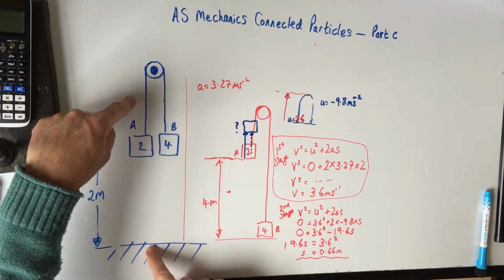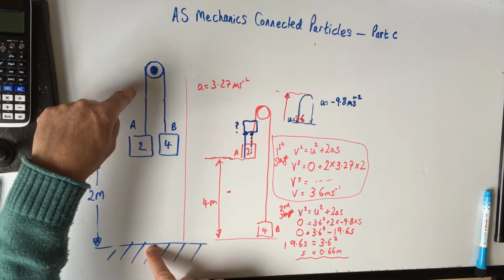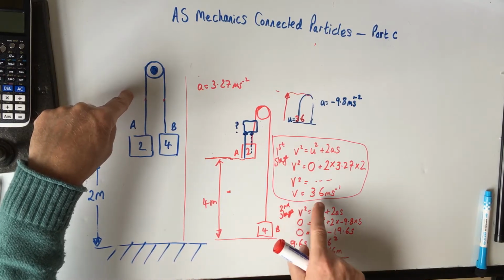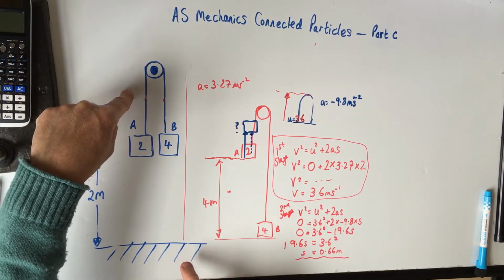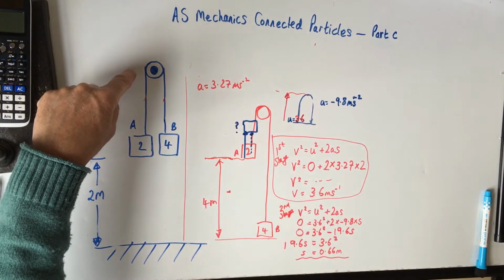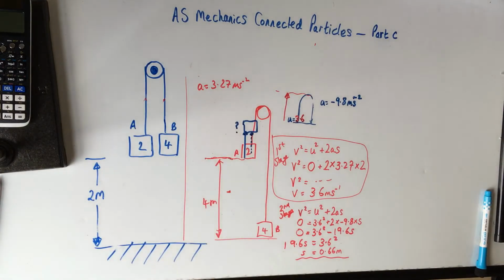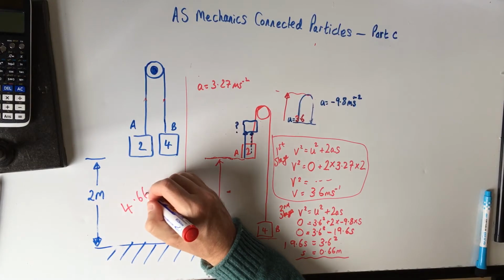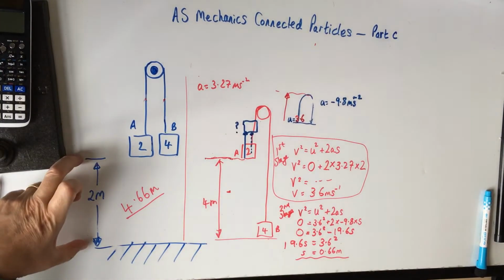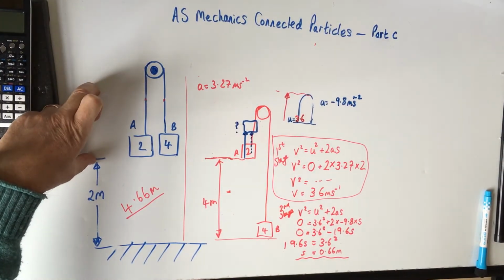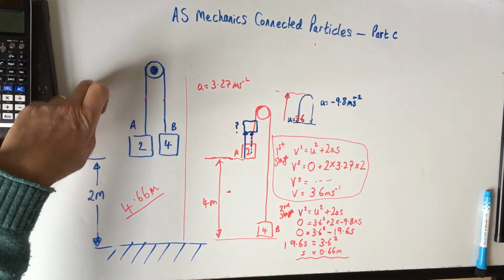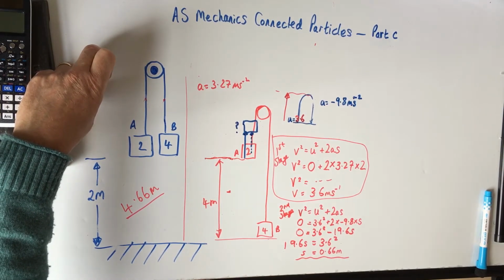So then it is 4 meters above the ground. It then slows down from the speed it reached of 3.6 meters per second to 0. That's its highest point, and it travelled another 66 centimeters, 0.66 meters. So the highest point A reaches above the ground is 4.66 meters: the original 2 meters, the 2 meters it travelled getting pulled up, and the 66 centimeters it took to slow down to 0.